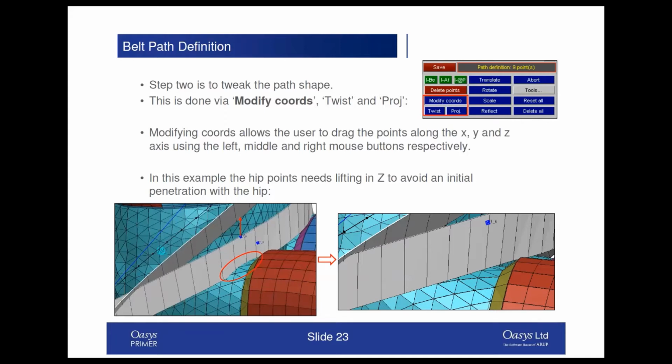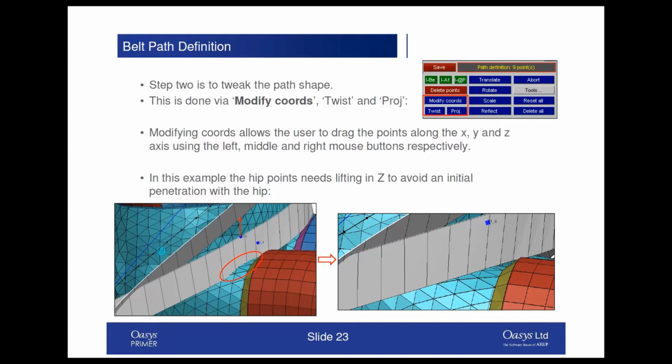So once we've selected our different types of point, we've input a retractor and changed our acute angles to be slip rings, the next step is to modify the path shape. The initial path is often quite sensible, but we'll need some tailoring. And this is done using 3 different buttons in the Define Path menu. So we've got Modify Coordinates, Twist, and Projection.